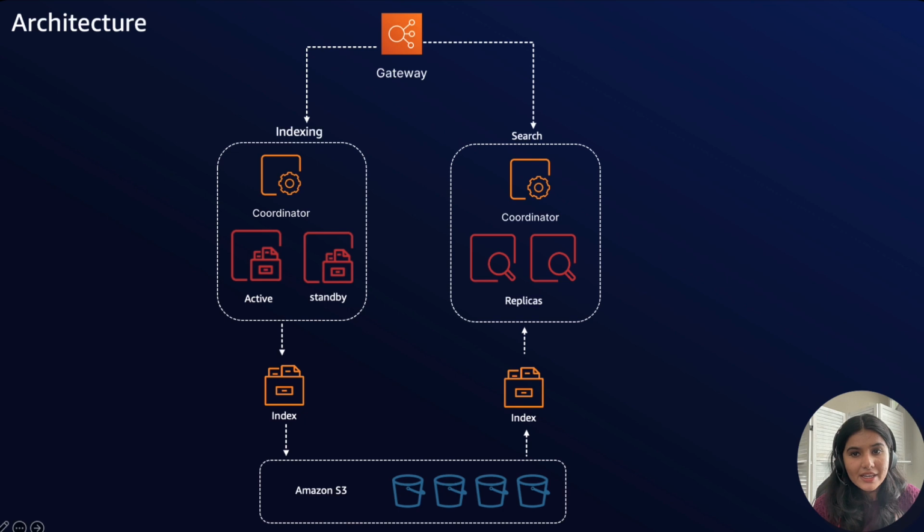This decoupled architecture lets you scale search and indexing functions independently of each other and independently of the index data in Amazon S3. The architecture also provides isolation for ingest and query operations so that they can run concurrently without resource contention. There are also active nodes to handle the traffic, and in order to ensure high availability, it also launches a standby set of nodes in another availability zone for indexing and replicas for search.